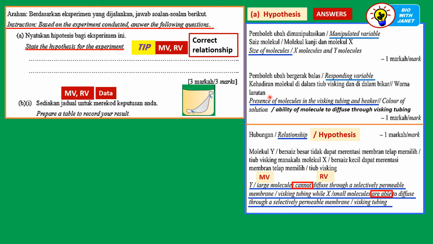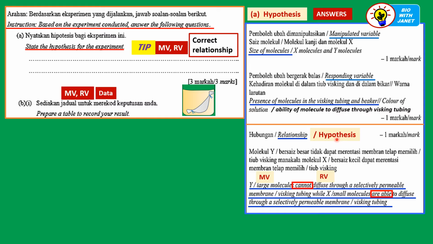The textbook has a question that is quite similar to this one here, except that no glucose is involved here, whereas in the textbook, they put the glucose solution in the whisking tubing, together with the starch solution. Here, there's no glucose solution. So anyway, the best responding variable is the presence of molecules in the whisking tubing and beaker after 15 minutes, and the presence of these molecules can be detected by the color of the solution or starch suspension. Now, next we have the correct relationship.